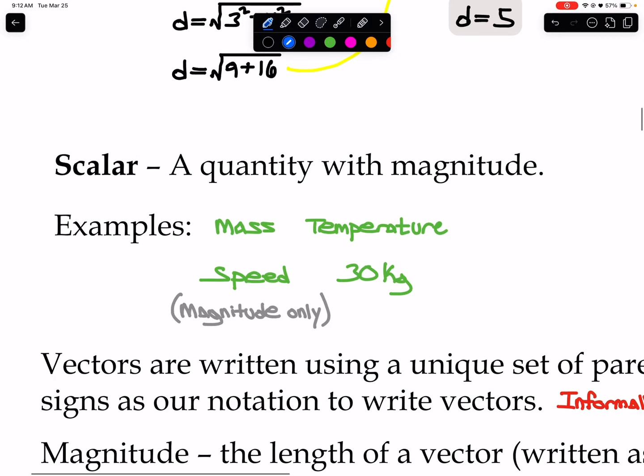So a scalar is only going to describe a quantity of a magnitude. In this case, we can talk about mass, temperature, speed, or if we want to write it in the context of a problem, we could even say something like 30 kilograms. Now, down here, I know a lot of people mix up that speed is actually just a scalar. For example, if I'm on a highway going 60 miles an hour, 60 miles an hour is only telling you the actual magnitude.